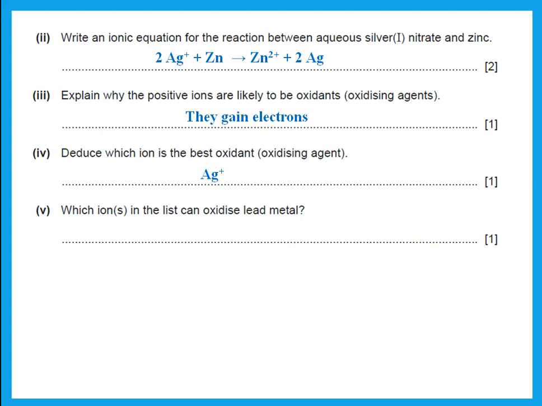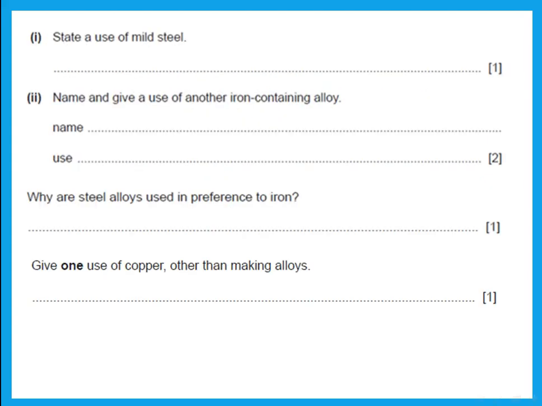Which ion in the list can oxidize lead? Well, oxidize lead means take electrons from lead, so it has to be something that is more likely to gain electrons, so one that is at the end of the reactivity series. State the use of mild steel, for example carbonates or machinery. Name and give use of another iron-containing alloy. Which one was the other iron-containing alloy? We said mild steel or stainless steel. Now, what do we use stainless steel for? We said either for chemical plants or for cutlery.